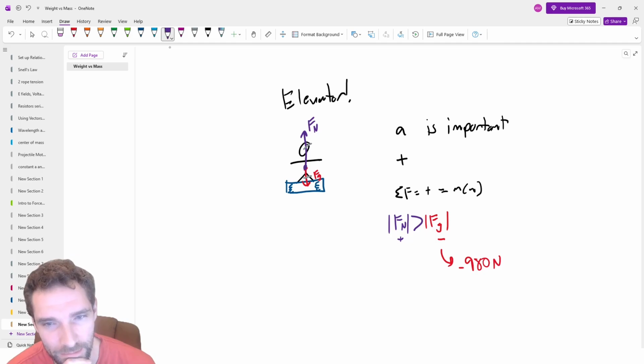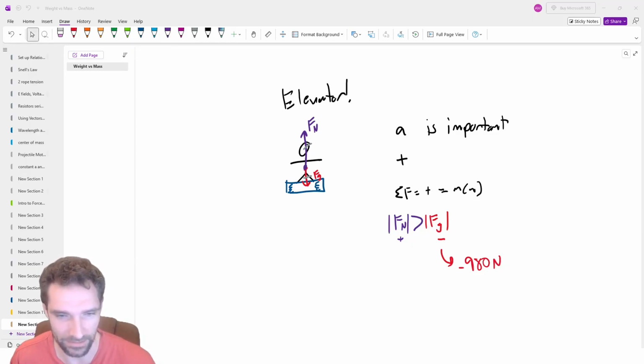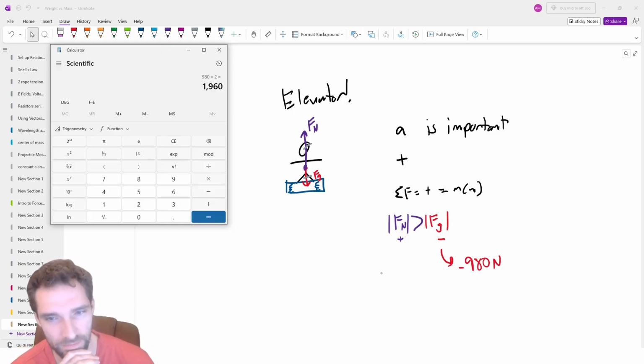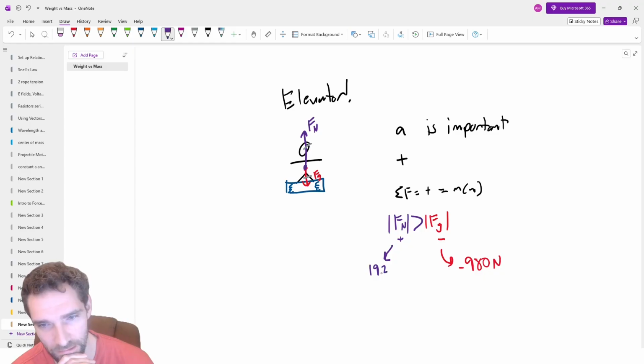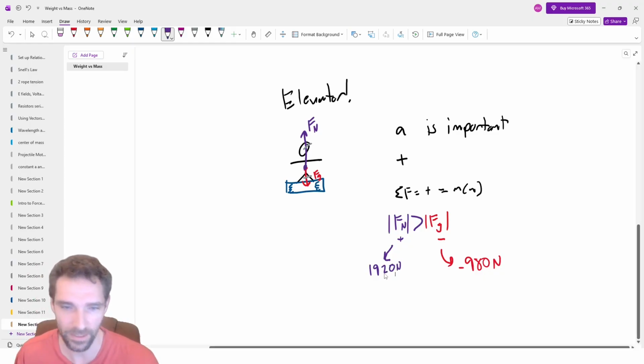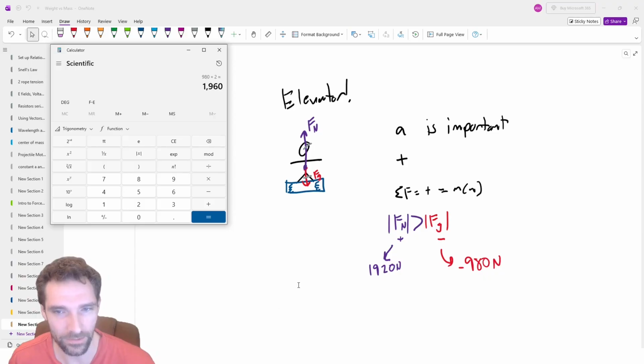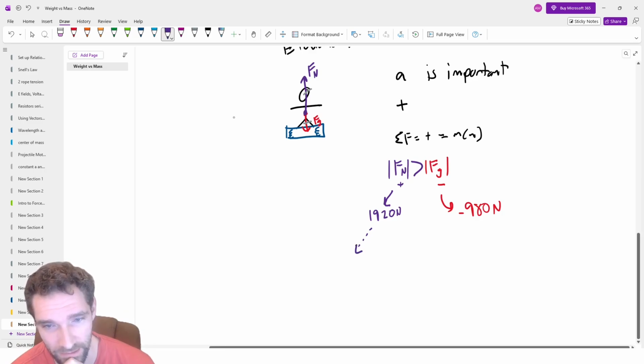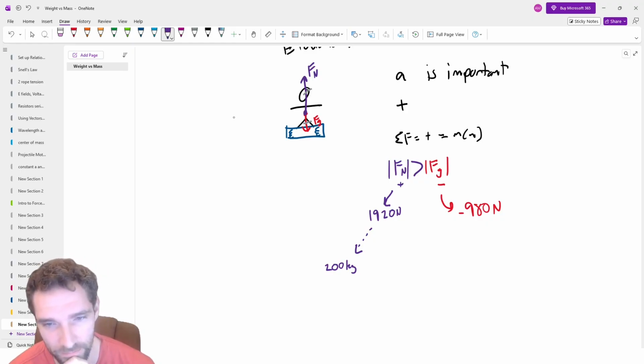But let's say that I'm accelerating to the point, it's a bit unrealistic, where it's going twice as much as what I should be getting normally. So instead of 980, we're going to take 980 and times it by 2. So 980 times 2. Let's say this value was 1,920 newtons. That's going to be reading out on the scale as twice the value that it should be. So the scale's not going to say I'm 100 kilograms. It's going to say that I weigh 200 kilograms, in a sense, in that readout.